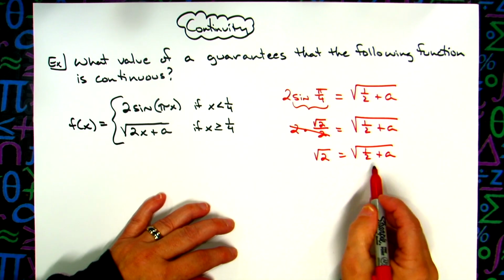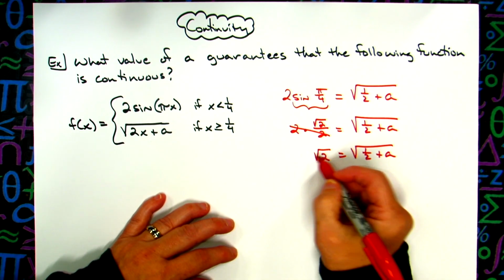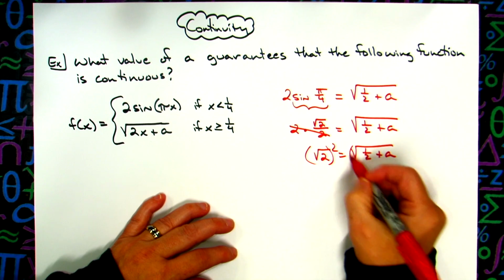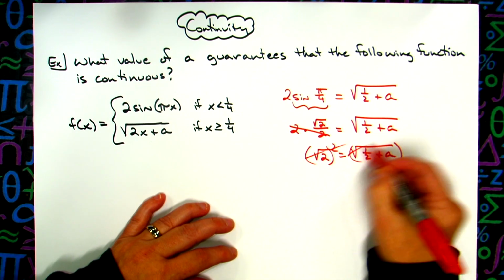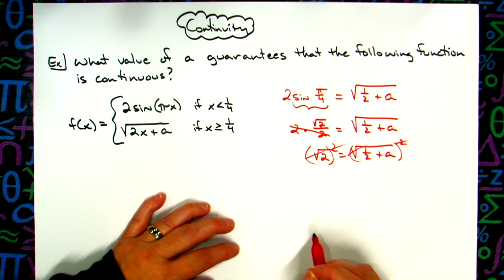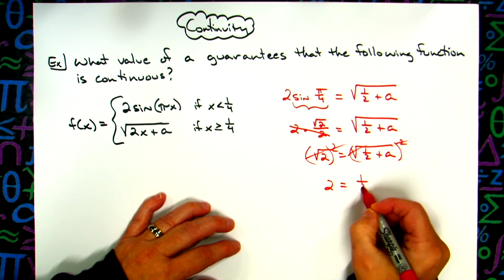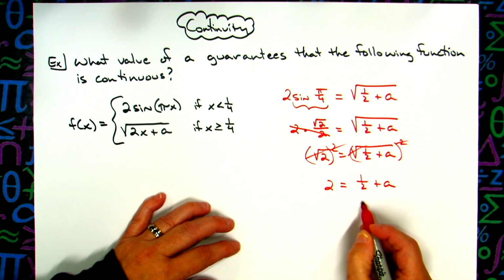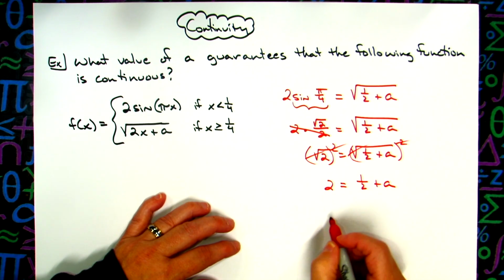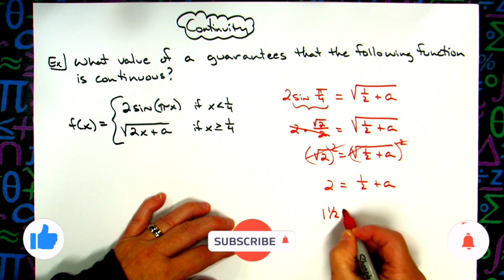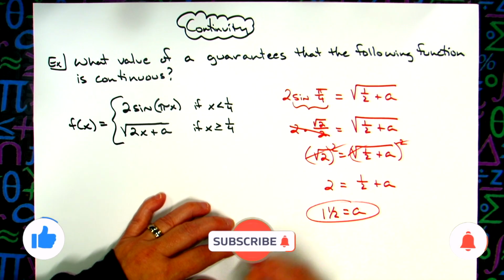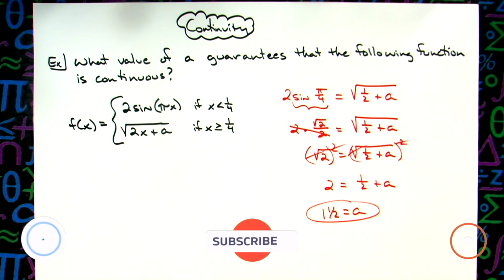Seeing that we've got square roots on both sides, we can do inverse operations of squaring both sides. What that's going to do is eliminate those square roots. So then we're going to be down to 2 equals 1/2 plus a. Go ahead and solve for a by subtracting 1/2 from both sides. 1 and 1/2 is the value of a that is going to make this piecewise function continuous.